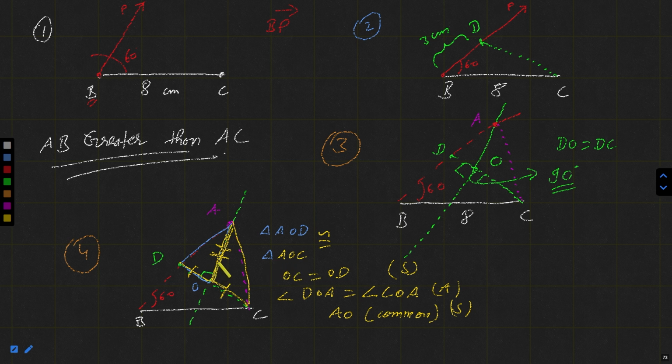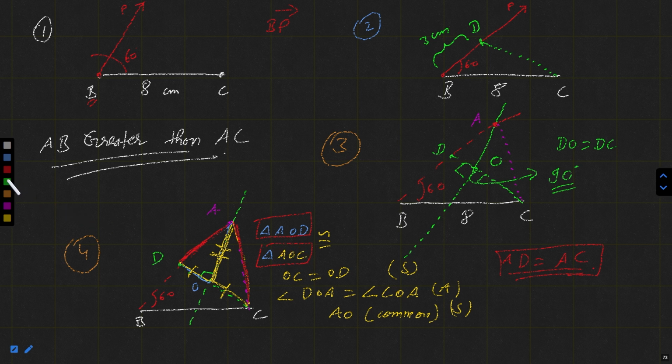So by corresponding parts of congruent triangles are congruent, we can easily say that this side AD of the triangle AOD is equal in length to side AC from the triangle AOC. So AD is equal to AC in length. Okay, I hope this is clear.